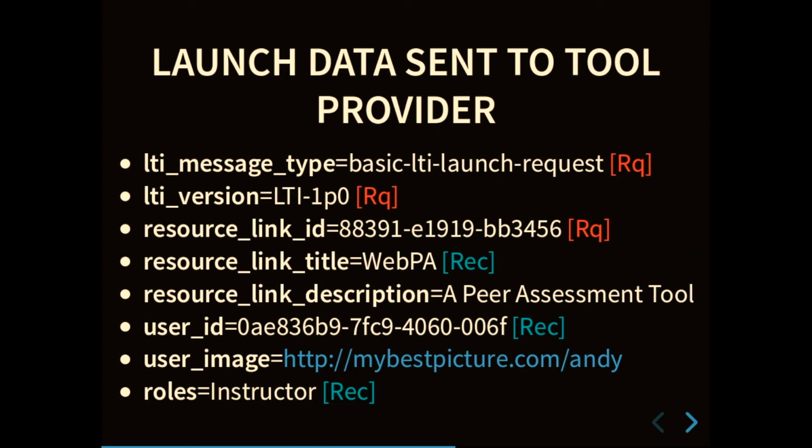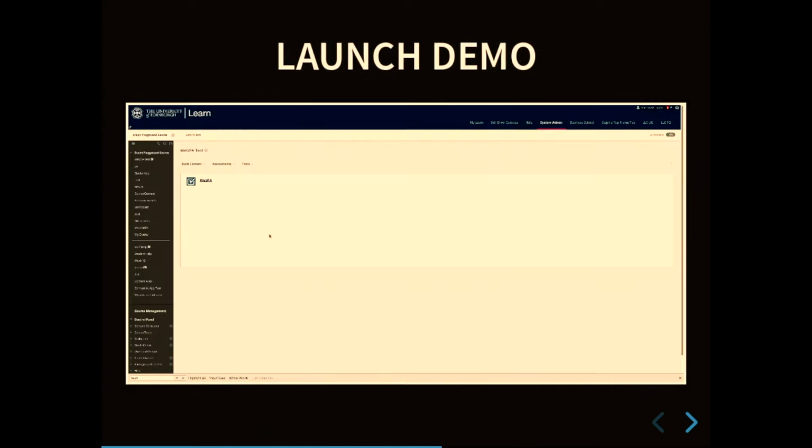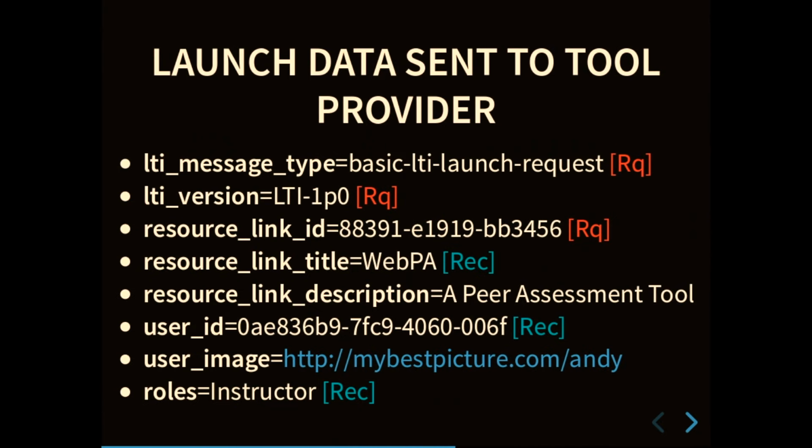You also pass across a resource link ID. This is just a unique identifier for the link in the learning management system itself. You can then pass across the title of the link as well, which in our instance was WebPA. If you saw back in the link here, we've got a WebPA link. You can specify the title if you want to. You can specify the description, that is optional.